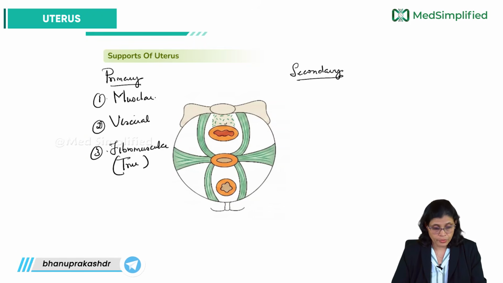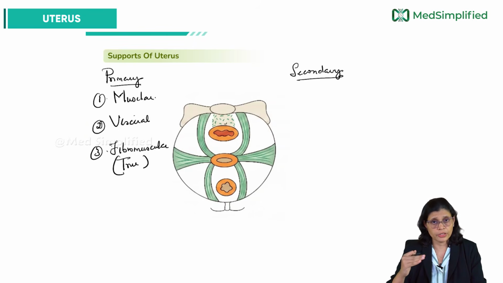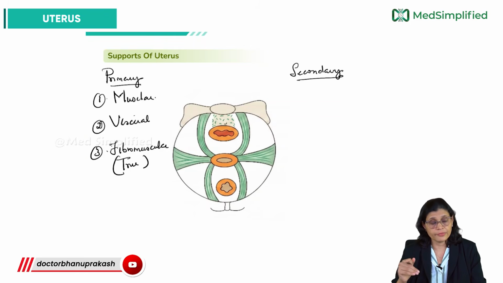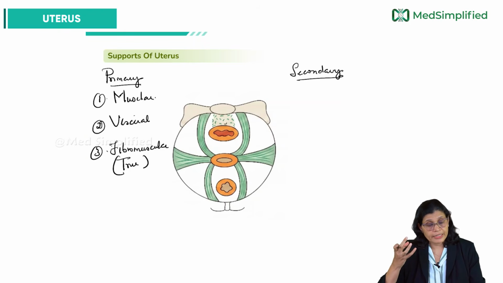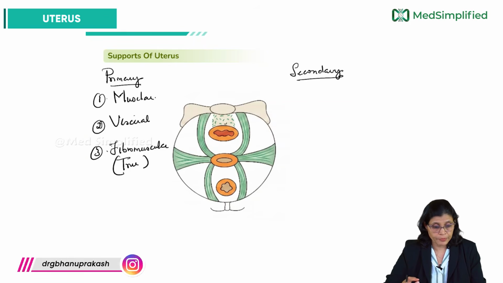Coming to the visceral support, what do we have in front? We have the urinary bladder, and then the vagina, okay, and the uterine axis, the position of the uterus as such, the vagina, the fornices, as well as the bladder in front. So they will provide the support. That is the visceral support. So basically, the supports are preventing the prolapse of the uterus. Understand? That is why we call them the primary supports.